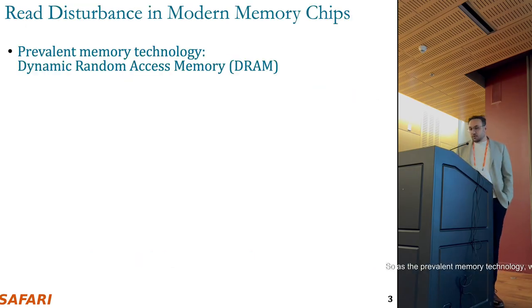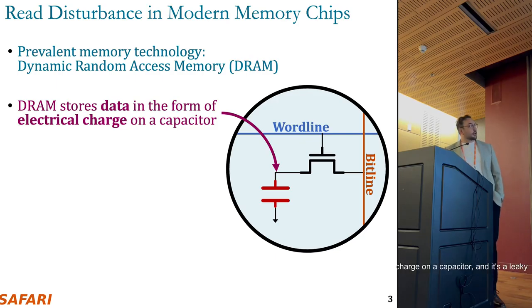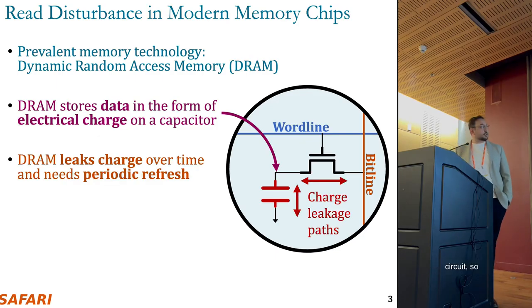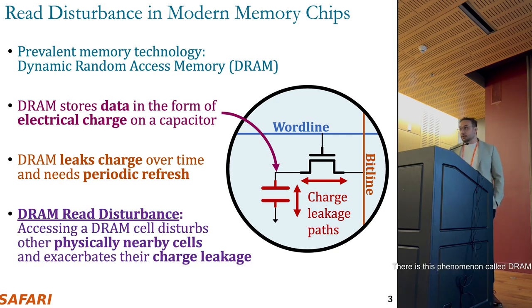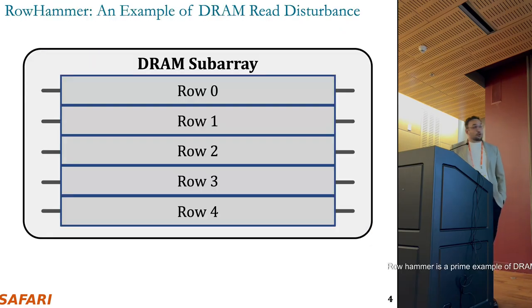And here's why. As the prevalent memory technology, we use dynamic random access memory, or DRAM. DRAM stores data in the form of electrical charge on a capacitor, and it's a leaky circuit, so it needs to be periodically refreshed. There is this phenomenon called DRAM read disturbance, where accessing a DRAM cell disturbs other physically nearby cells and exacerbates their charge leakage. Rowhammer is a prime example of DRAM read disturbance.